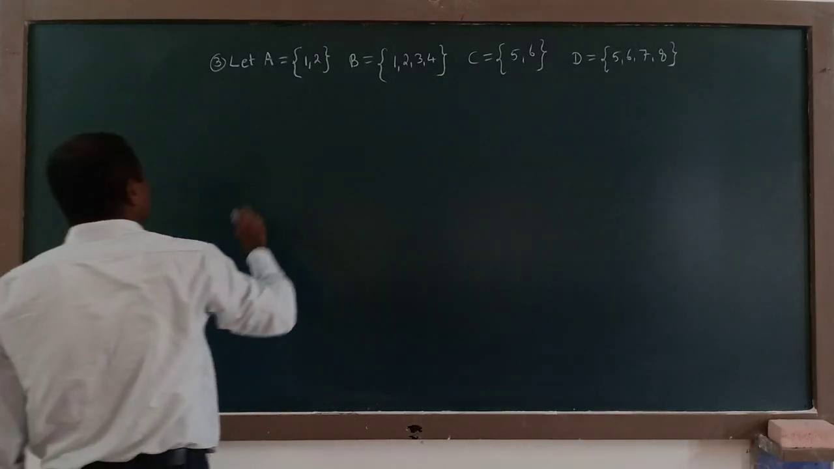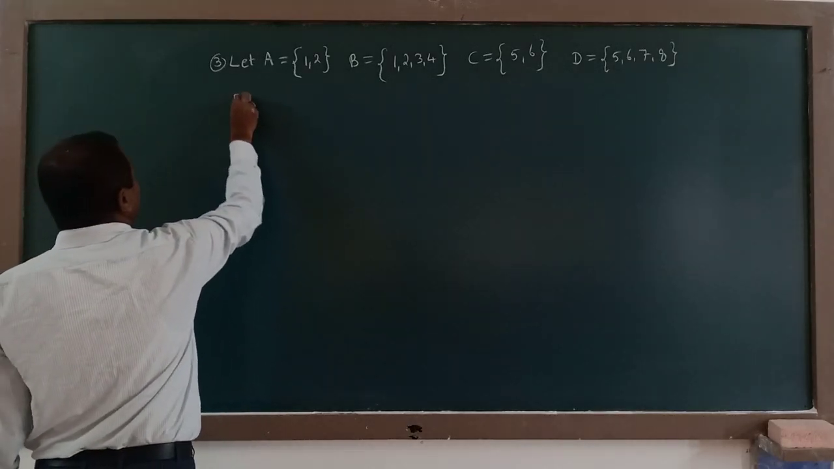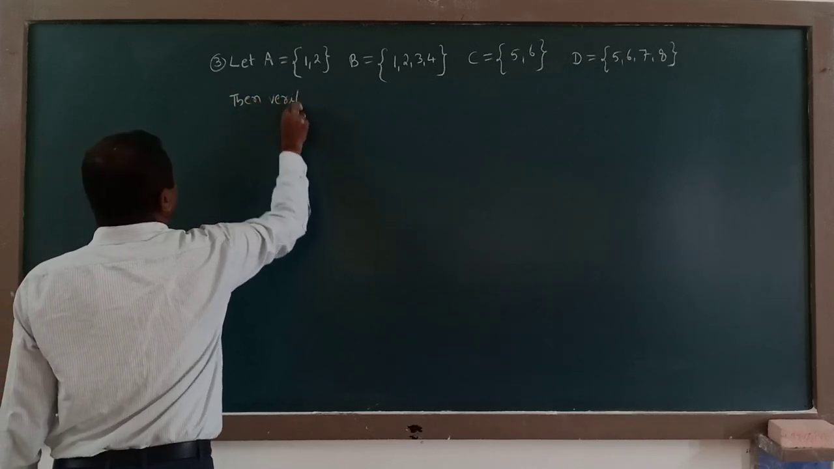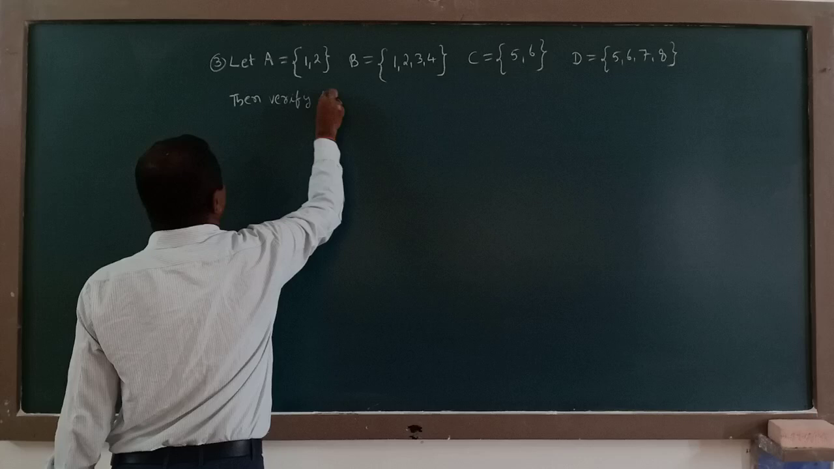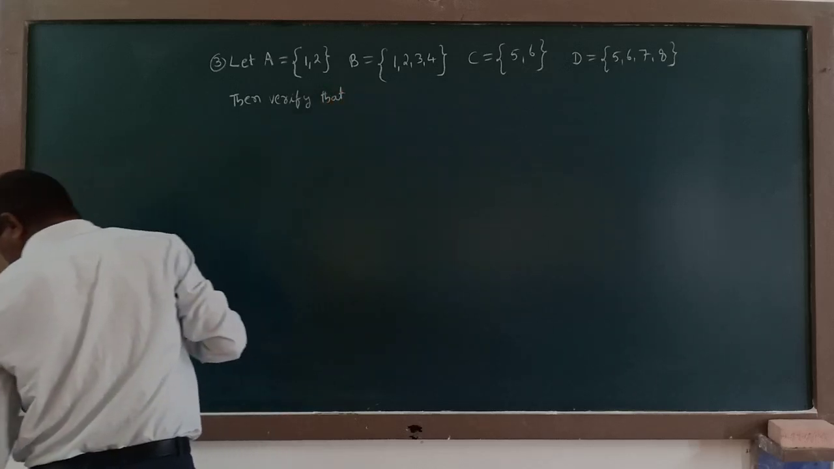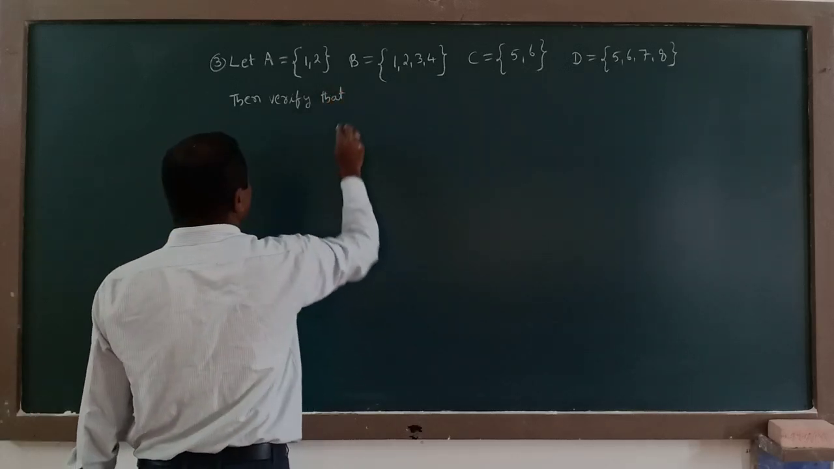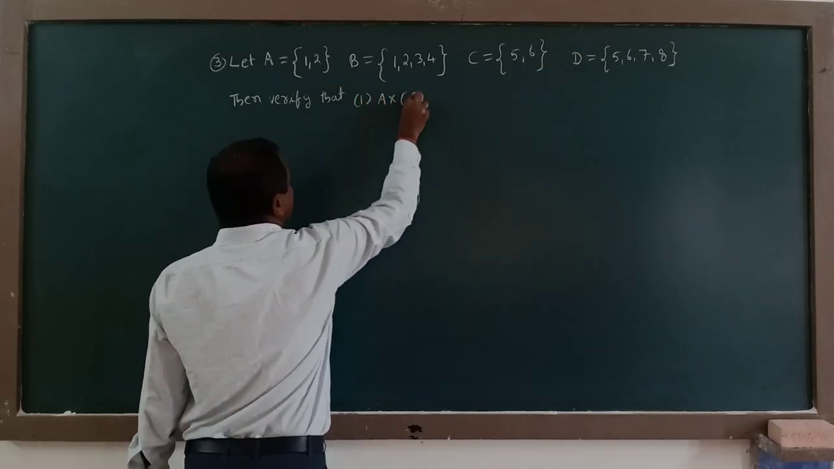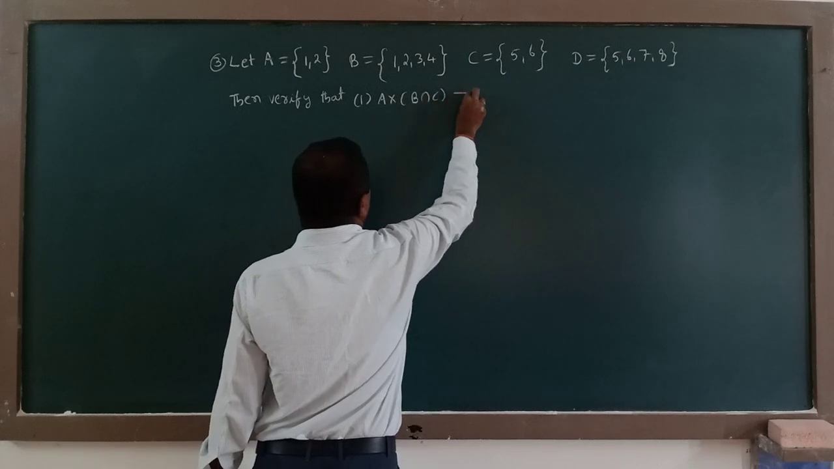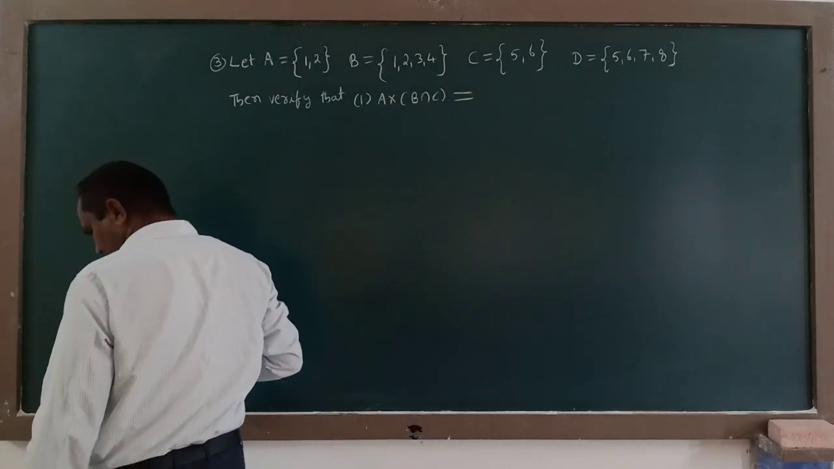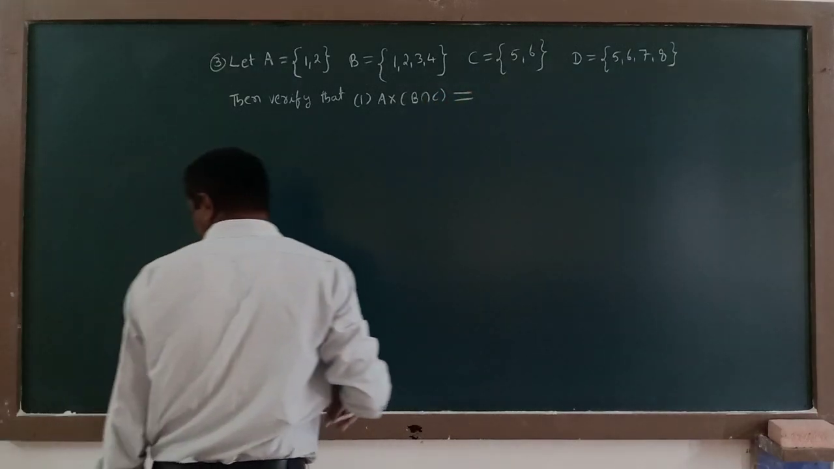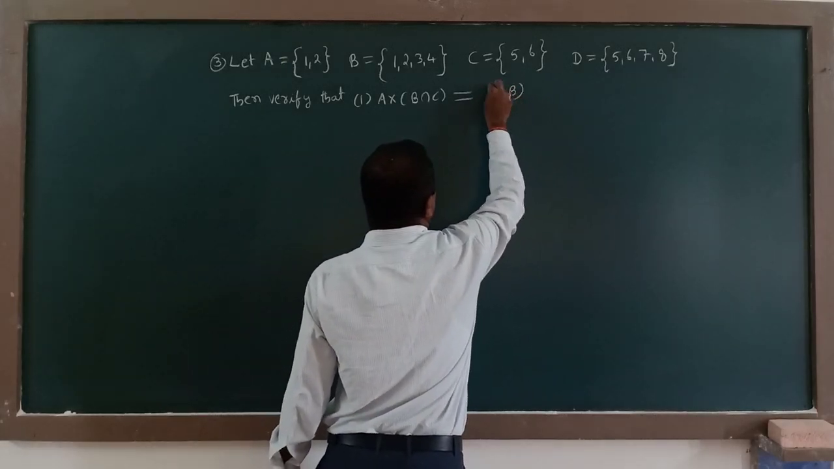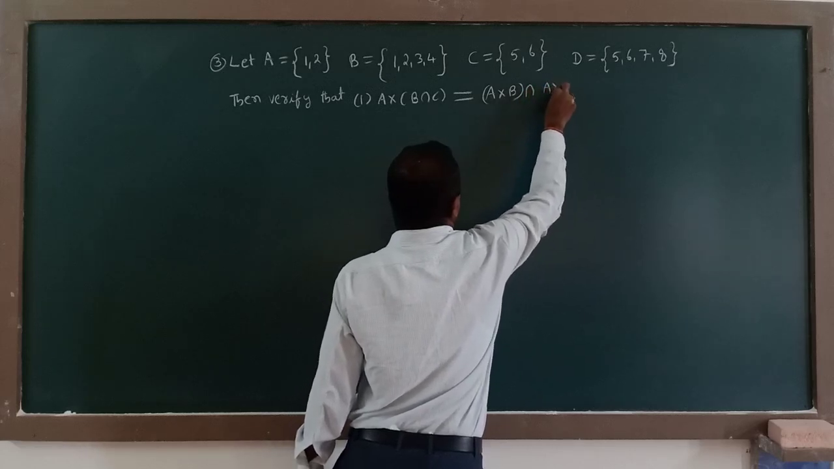Then verify the first question: A cross (B intersection C) is equal to (A cross B) intersection (A cross C).